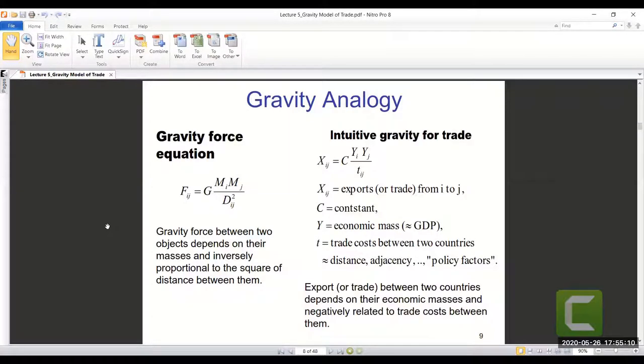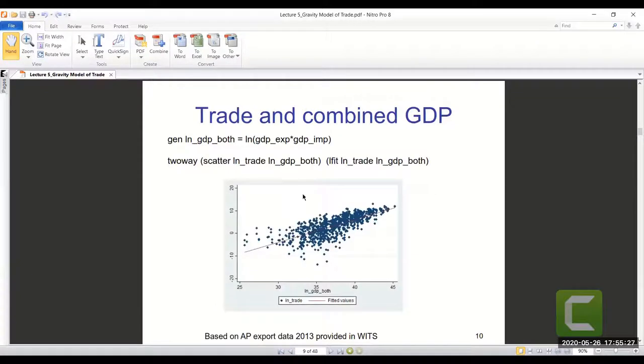As I said before, this gravity model is based on intuition; it did not have a theoretical foundation directly. As you see, we are just using it by analogy. So, the empirical evidence.